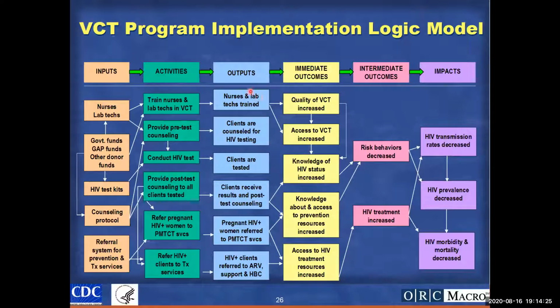But as I always say, output, you can measure it by numbers. 99% it is numbers. So how many nurses got trained? For example, 10, 20, 30, 40. After that, the immediate outcome is the quality of VCT increased. So after the training, there is a quality increase, an improvement in the quality. And after that, the intermediate result, which is risk behavior decreased, and then impact.